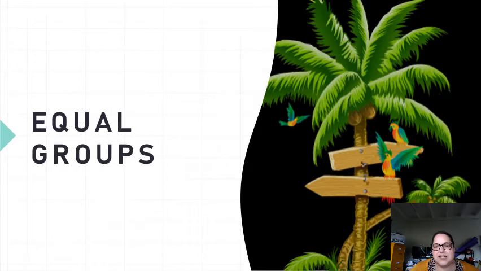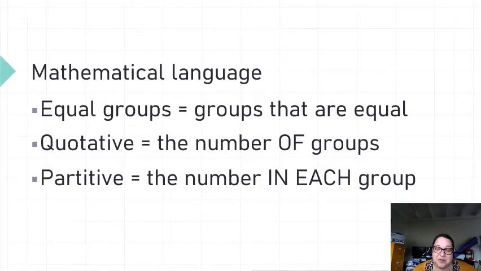So let's get started with some mathematical language because there are some new terms and some familiar terms that we'll need to know in order to complete the lesson. The first one is equal groups, which simply means groups that are equal. The number of items in each group would be the same. It's really important that we use that term equal because it has meaning and it allows us to differentiate between an equal group and one that might not be equal.